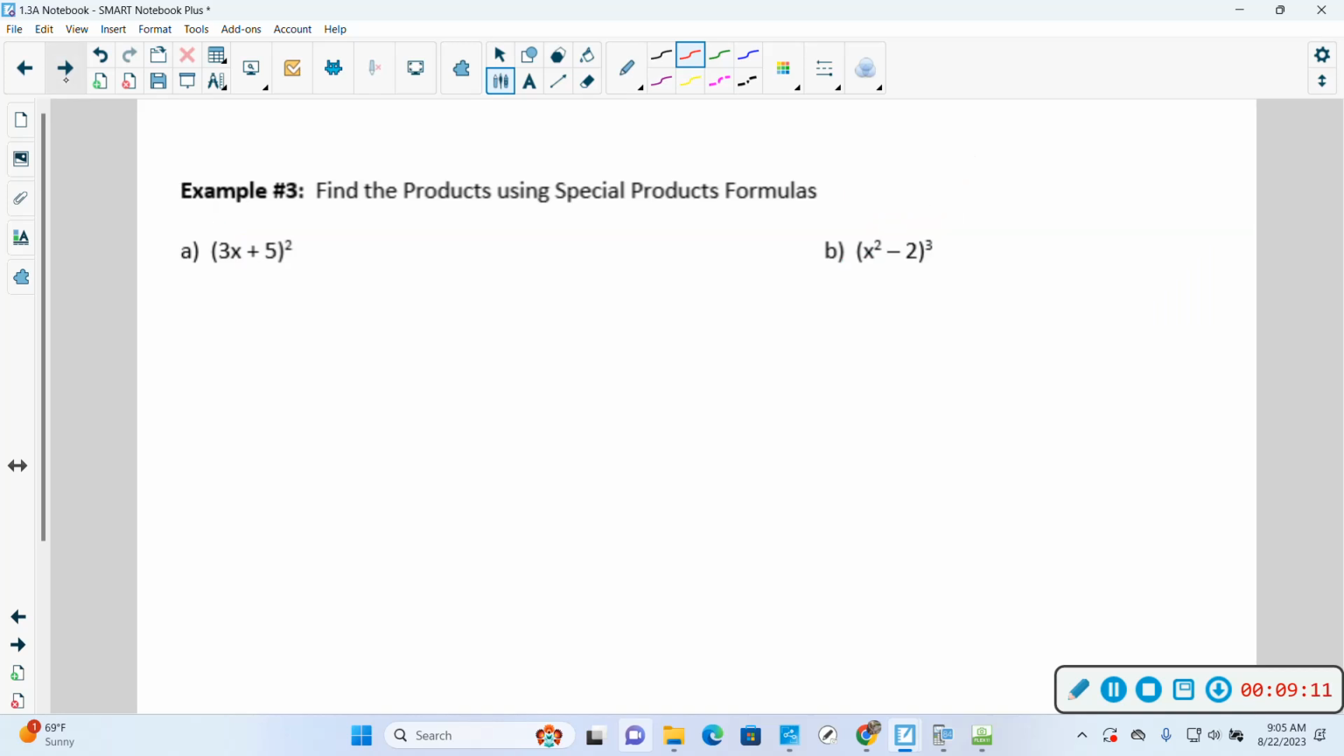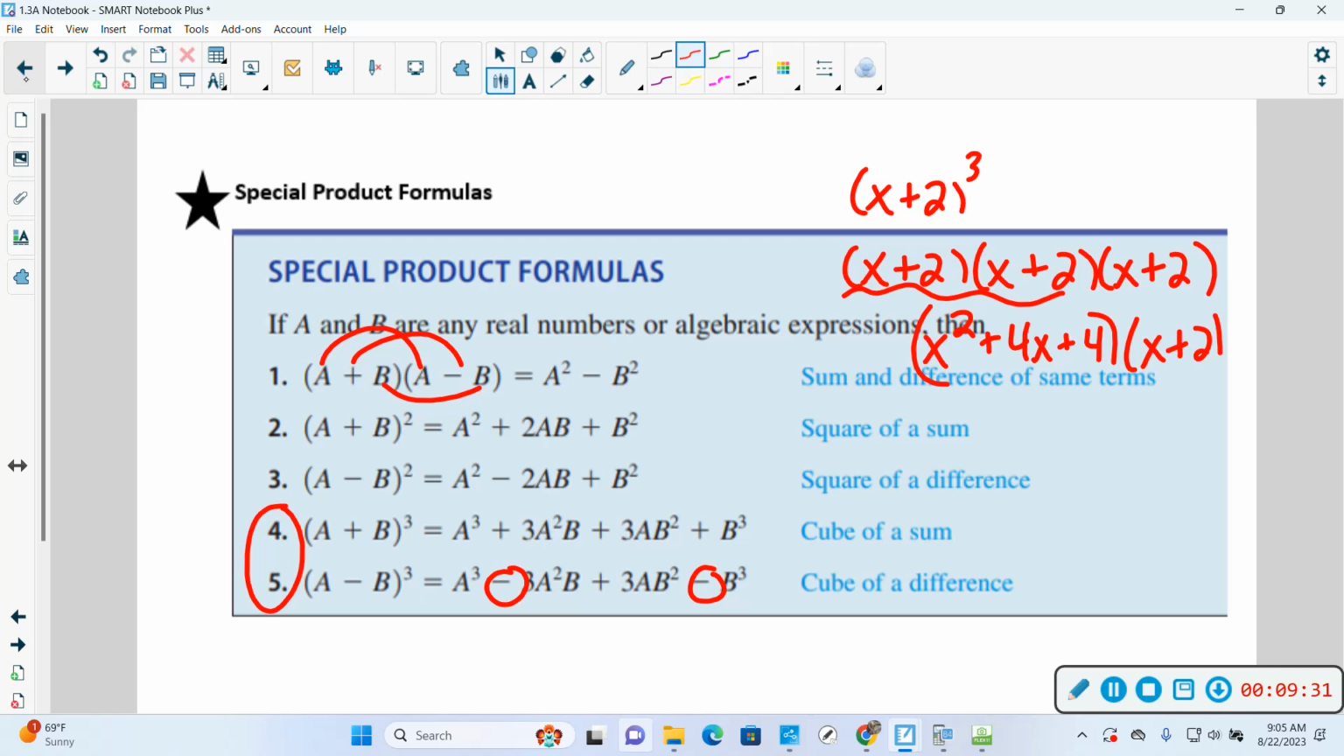Okay, find the products using special products formula. Now, you can, it's going to pay me to write it a little bit. You can old school it and write it down twice and do your full FOIL on it. Totally can do that, okay? Nothing wrong with that. Or we can use our pattern here.